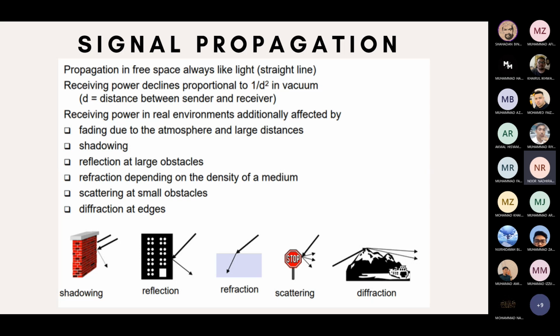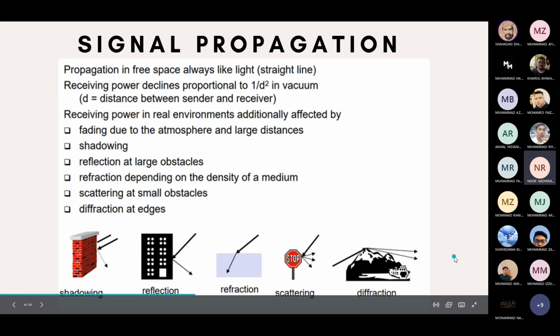So, in general, there are certain ways that various objects can interfere with transmission. First is fading due to the atmosphere and large distance. Next is shadowing. Here could be wireless shadow where if we have a transmitting Wi-Fi signal or ZigBee signal and it will hit a wall and there will be a shadow behind it. The third one is reflection at large obstacles. Reflection ni macam cermin, just like a mirror.